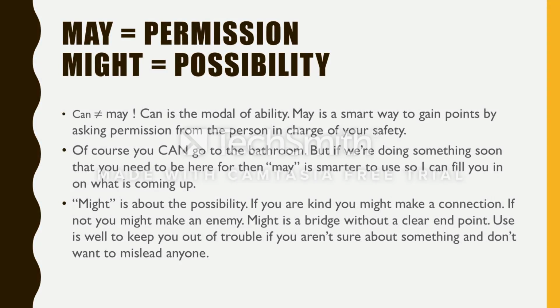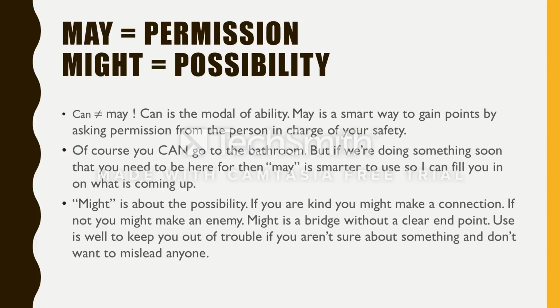Next we have permission and possibility. May is the modal of permission. Might is the modal of possibility. May is a smart way to gain points by asking permission from the person in charge of your safety. We both know that you can go to the bathroom, but when you ask, what you are asking is if you have permission to leave the room and go to the bathroom. May I go to the bathroom is the way that you ask permission.